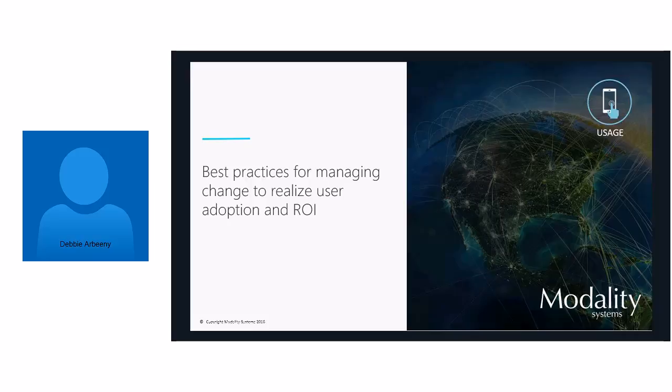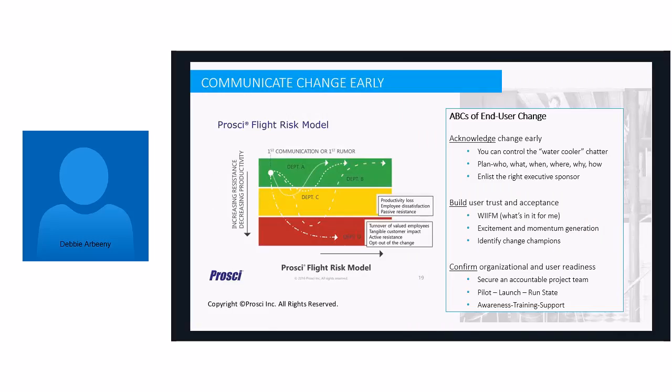So what I'd like to do now is share some of those best practices. I mentioned it's not really rocket science. It's just some core things that you can do to really make a difference in your organization as you're starting to look at driving value and driving adoption of a technology like Skype for Business. The first one, communicate change early on.